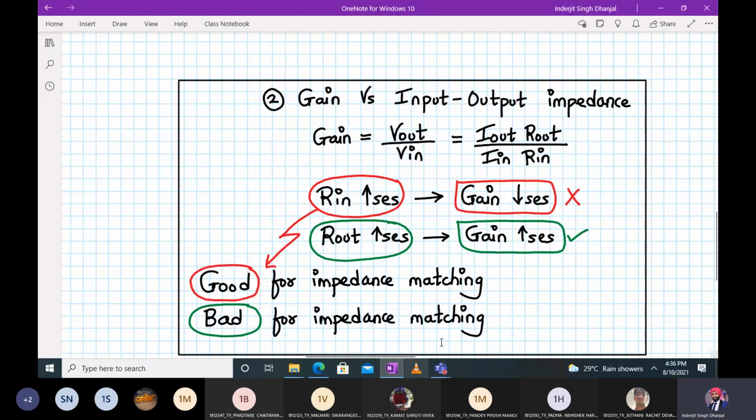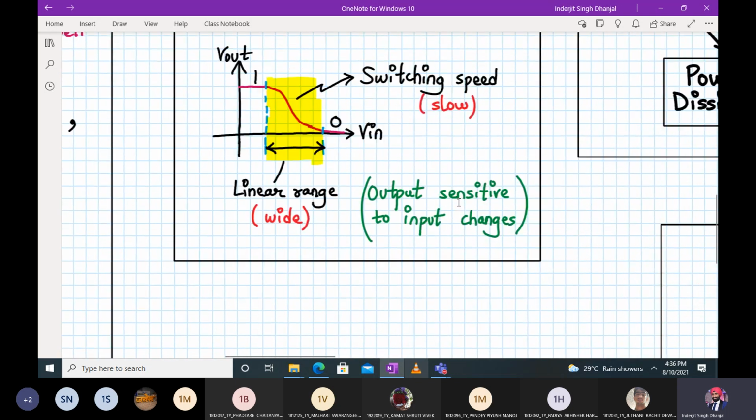Because for an ideal voltage amplifier, we want the output impedance to be as low as possible. So Rin increasing is good for impedance matching. Rout increasing is bad for impedance matching. And here we can say that a higher gain is good for the amplifier, and a decreasing gain is bad for an amplifier. Correct? So that's how we compromise between the gain and the input output impedances. Now let us see one more example.